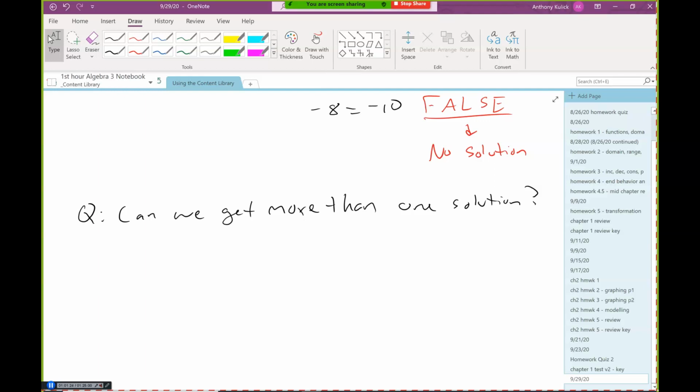You have to be very careful here. I left a word out of that phrase that would have been there in geometry. If I had said, can two distinct lines intersect more than once, the answer there is definitely no. But I've left off the word distinct. If the lines are not distinct, can they intersect more than once? Yes.